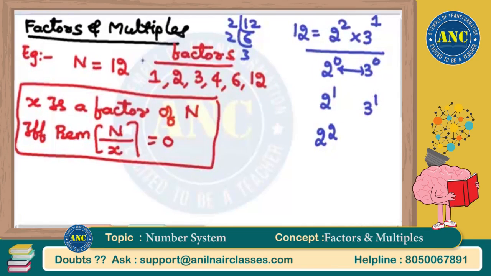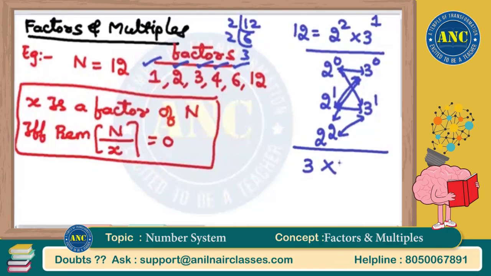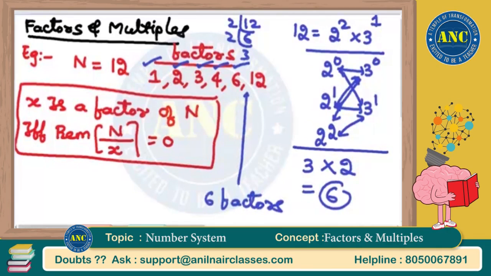1 into 1, 1. 1 is a factor of 12. 1 into 3, 3 is a factor of 12. 2 into 1, 2 is a factor of 12. 2 into 3, 6 is a factor of 12. 4 into 1, 4 is a factor of 12. 4 into 3, 12 is a factor of 12. Total how many cases are there? 3 cases. How many cases are there? 2 cases. Totally how many factors did I get for this number? Totally 6 factors I got for this number.